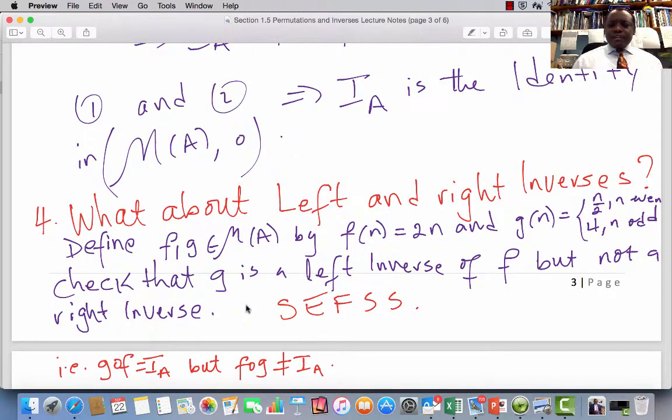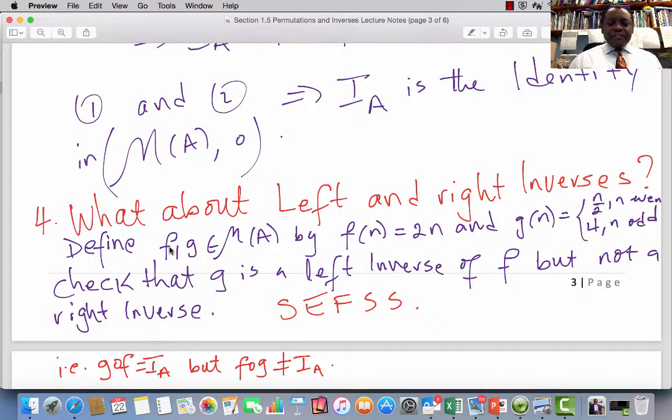Now, what about left and right inverses? Of course, if an element in M_A has left and right inverses and both are equal, then that would be the inverse of that element in M_A. Is there a general statement like every element in M_A would have to have an inverse?